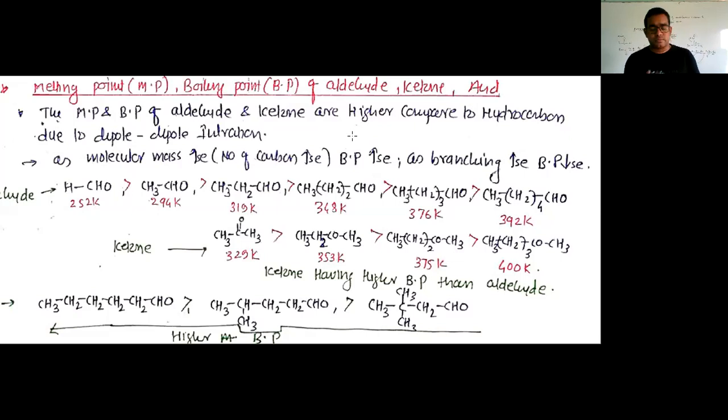Now why? Because acid consists of hydrogen bonding, and hydrogen bonding is stronger compared to the dipole-dipole interaction, as we know, and that's why we can say that the aldehyde and ketone have higher melting and boiling point compared to hydrocarbon, but less melting and boiling point compared to the acid.